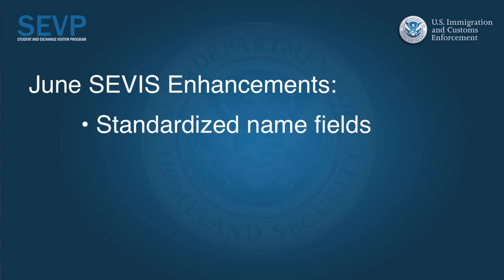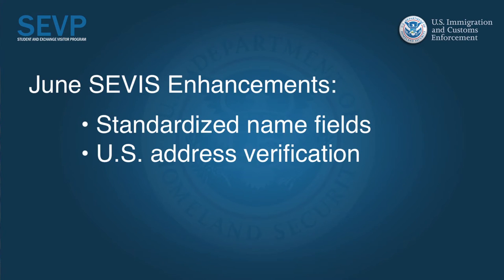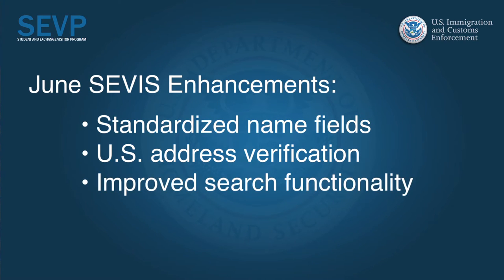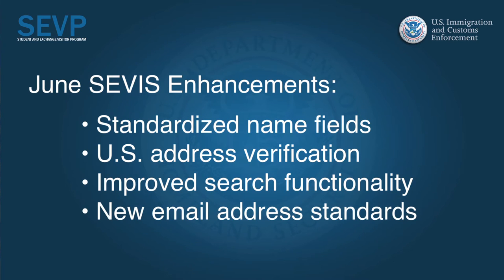Some of the new enhancements made in this latest SEVIS release include standardized SEVIS name fields and U.S. address verification that were added to validate and improve SEVIS data accuracy, improved search functionality that offers designated school officials the ability to search the system by all SEVIS name fields, and email address standardization that includes format validation and auto correction to help alleviate common email address entry errors. In addition to these enhancements, SEVIS now accommodates the recent regulation change, which permits schools to nominate an appropriate number of designated school officials based on their specific school population needs.